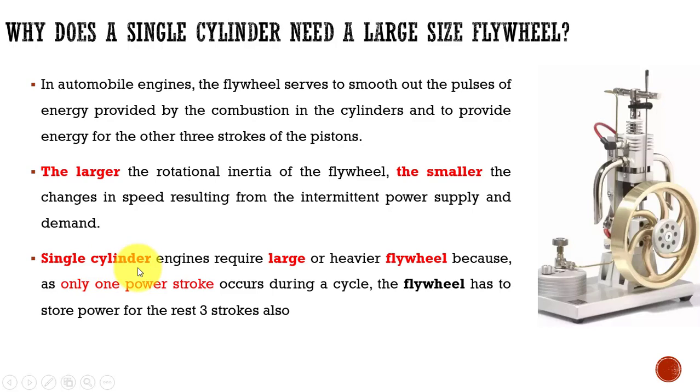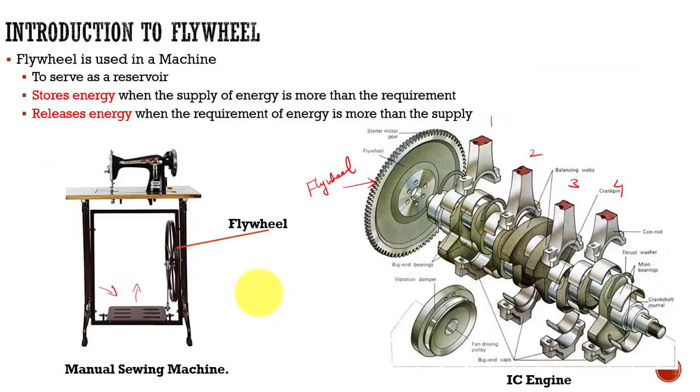That is the question. In a single cylinder engine, we have only one power stroke, and the remaining strokes have to consume the same energy which is produced during the power stroke. Unlike this multi-cylinder engine, where we can have a multiple firing order, during each cycle any one of the cylinders may go for combustion and attain a power stroke.